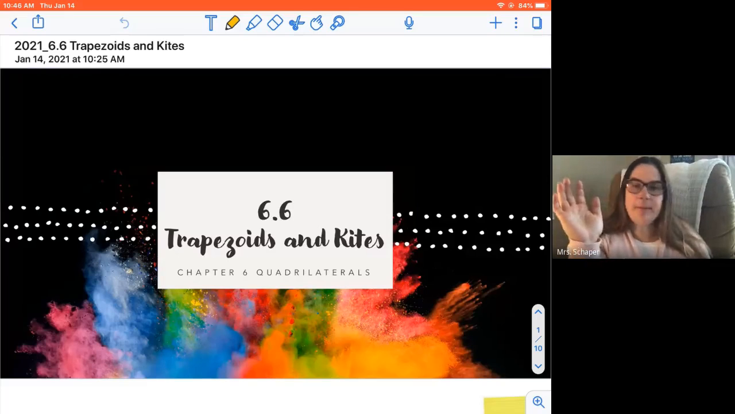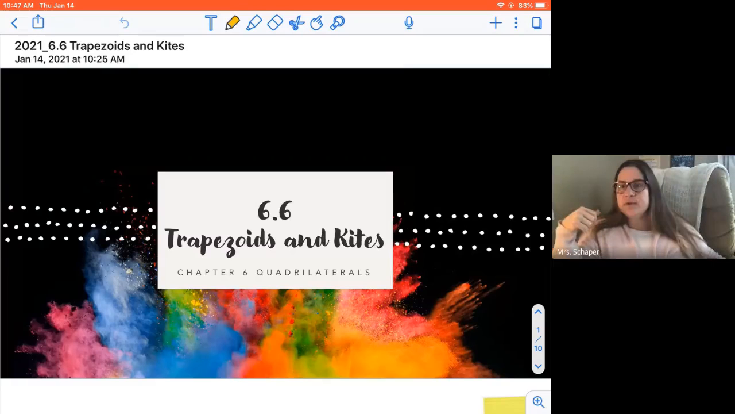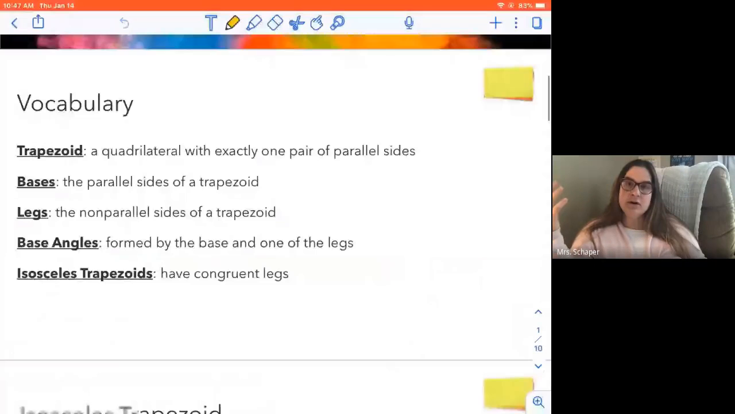Mathematicians, this is Mrs. Shopper coming with you with trapezoids and kites. These are going to be the last quadrilaterals that we're going to be talking about in this chapter. So here we go. What are some important vocabulary words?